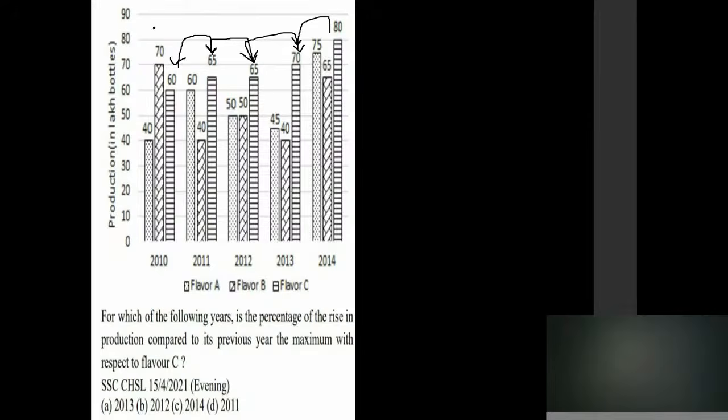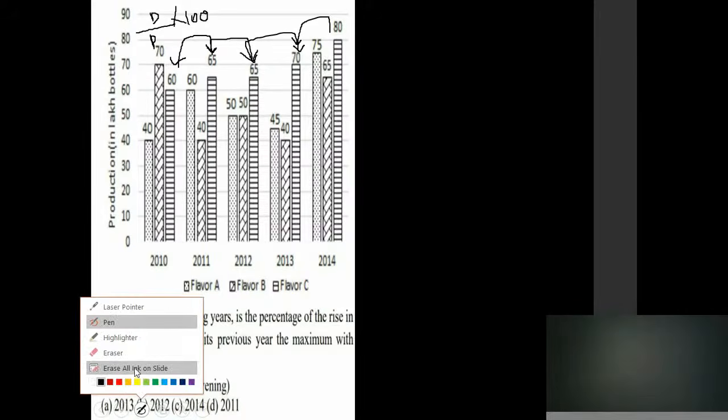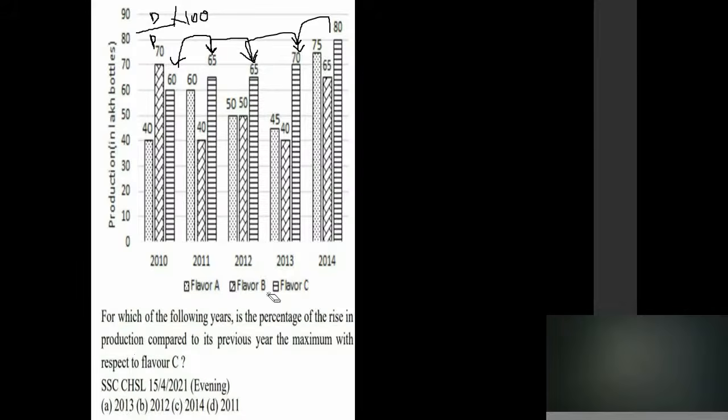Percentage increase means take the difference of those numbers divided by initial value. So initial value means previous year. Difference by previous value into 100. So where you get maximum, that will be the answer. Try to solve these two questions. If you get any doubts in these two questions, you can text me so that I'll send you the solution for this.